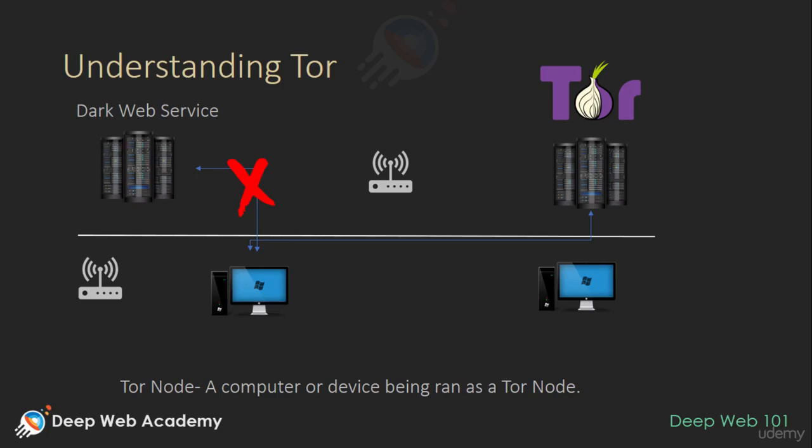Your Tor browser or Tor proxy will then use some math to actually figure out which way it will connect, and it'll begin connecting to those nodes one at a time. It'll send your data to the first node, and that first node will then send your data to the second node, and then the second node to the third.